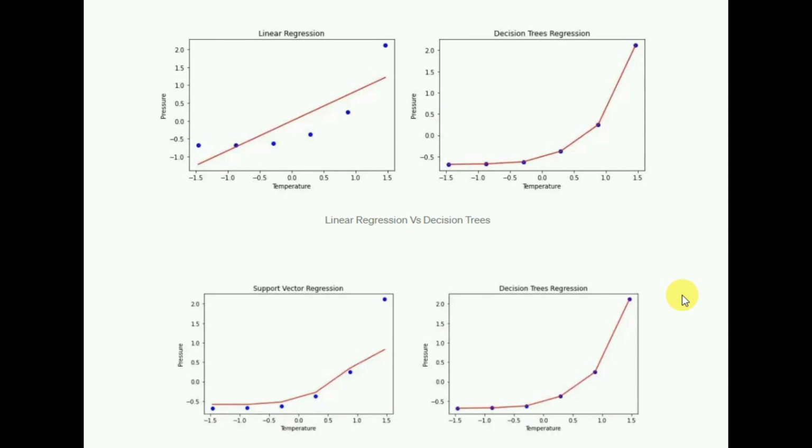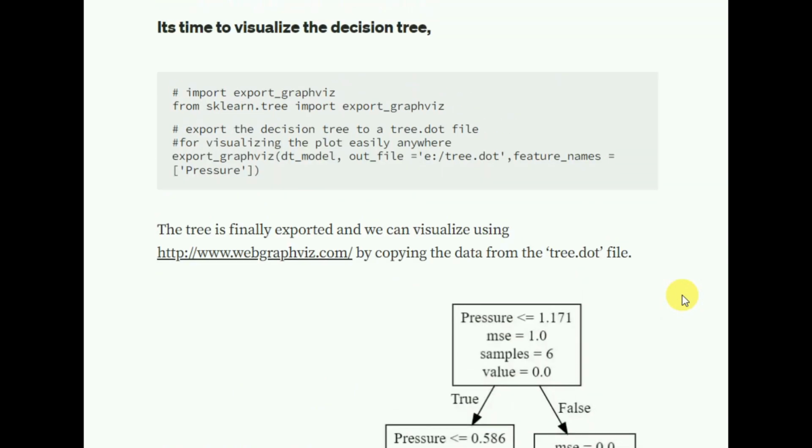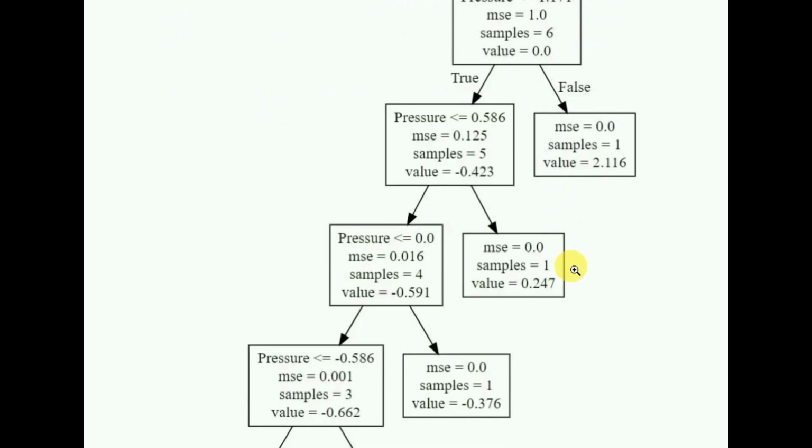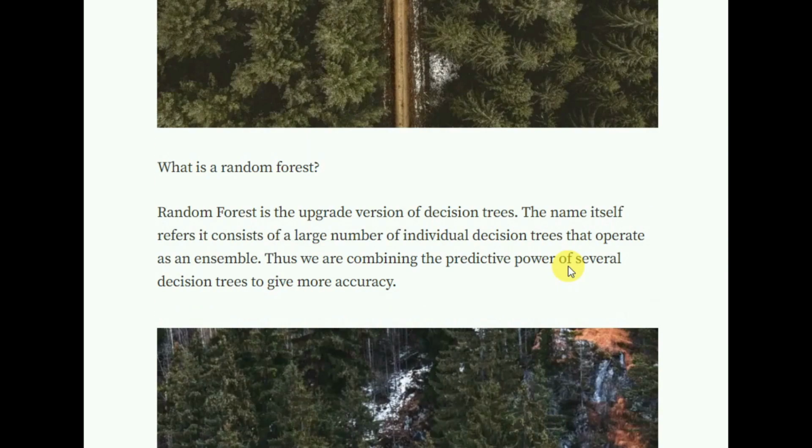There is a whole new chapter to optimize the decision trees. So for that, I would request you to visit another blog. Meanwhile, I'll give you an intuition of when to use decision trees. DT is used when we are more concerned about the interpretation of our data, like we saw the if and else graph, or about generating the rules rather than the accuracy. Time to visualize the decision tree. The tree is finally exported and we can visualize it using this link by copying the data from the tree file. Here it is.